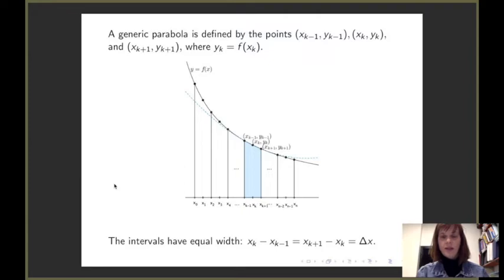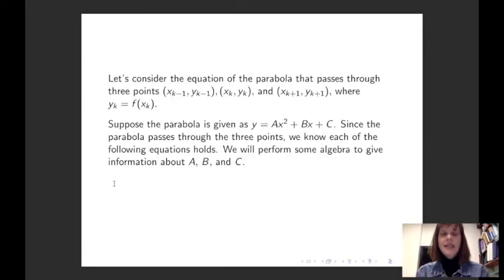x sub k minus x sub k minus 1 is the same as x sub k plus 1 minus x sub k, which we'll call delta x. And in our picture, the interval from x sub k minus 1 to x sub k plus 1 is twice the width of that subinterval, delta x. Let's consider the equation of the parabola that passes through the 3 points of the partition x sub k minus 1, x sub k, and x sub k plus 1, where the y values are found by evaluating the function at these points.